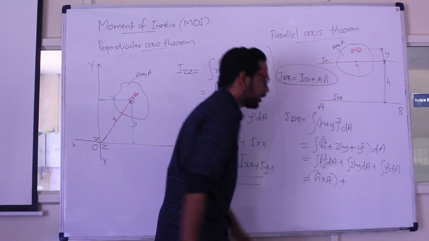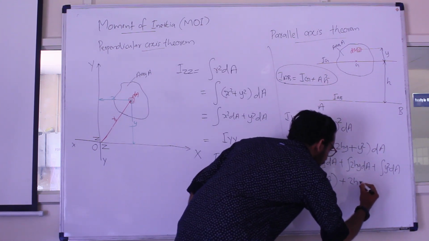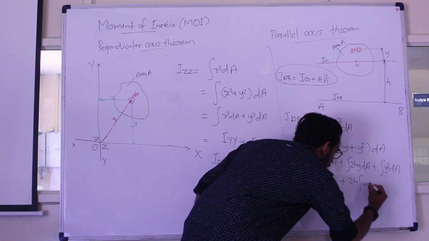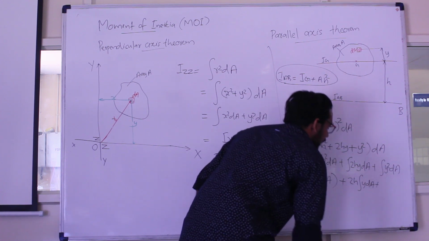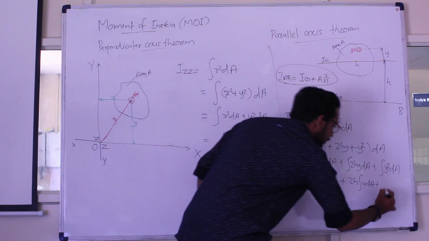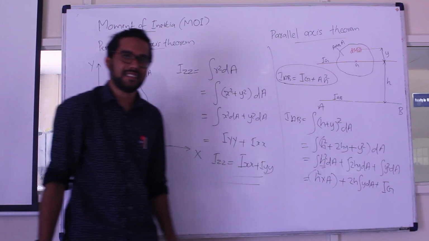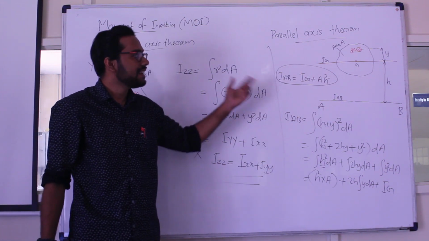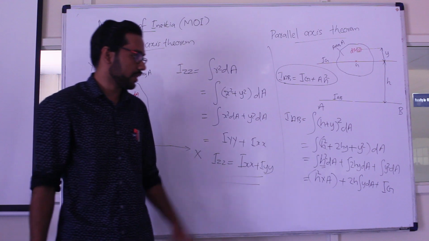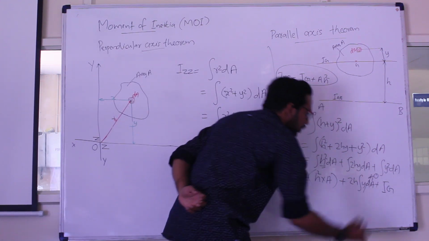Then for the integral of 2hy dA, h is a constant, so 2h we can take outside, leaving the integral of y dA. And the integral of y square dA, what is that? That is actually IG, the moment of inertia about the centroidal axis. So the middle term becomes 0.